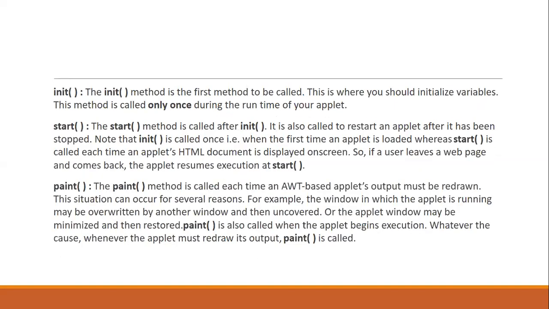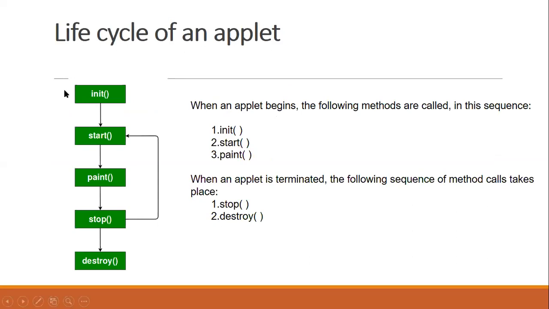So check out the life cycle of the applet. We have the begin phase and we have the termination phase. In the begin phase, we call init only once when we start the execution of the applet. Then the start method is called, then the paint method is called. And at the termination phase, we have two methods, stop and destroy. Stop is called when the applet is temporarily covered or minimized. And destroy is called when you are closing it, when you want to end the execution of the applet.